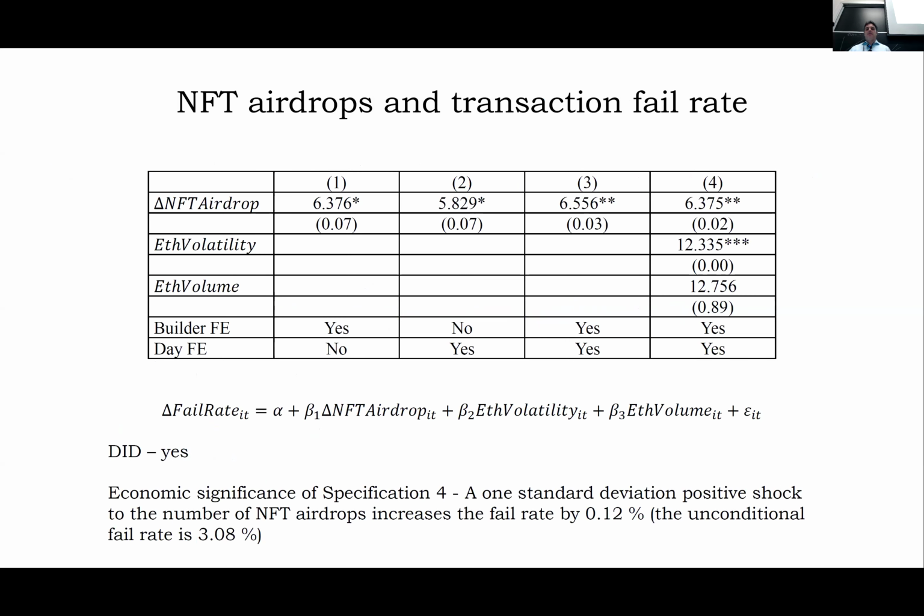And then we do, again, a similar regression. Now we regress the change in the fail rate of Ethereum versus Polygon on the change in the NFT drops.